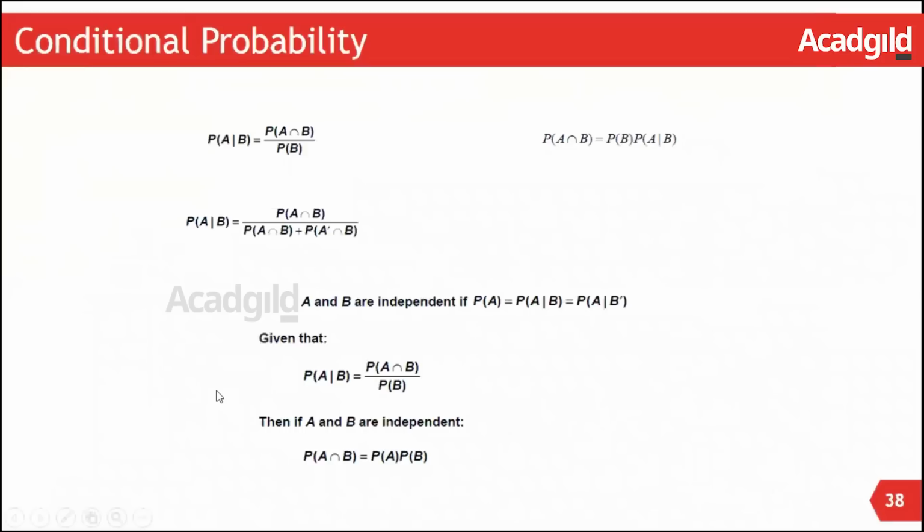Now let's move to what is called conditional probability. Conditional probability means that given that something has occurred, what is the probability of occurrence of another event? Suppose I pick up a card from a deck of cards.